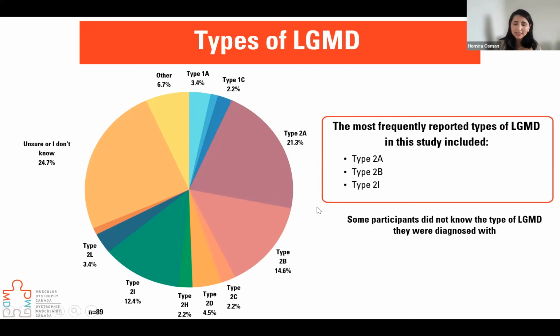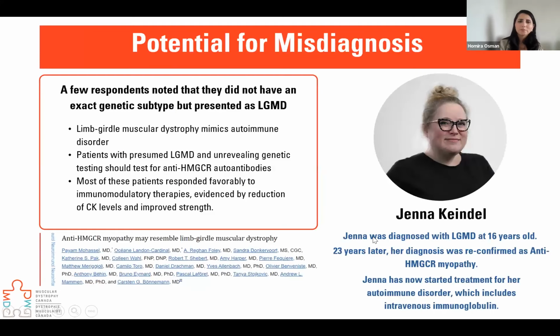As I just said, the majority of our participants did receive a genetic test, and this was the types of limb-girdle muscular dystrophy that were reported from those participants. Some reported that they did not know the type, but these were the more common ones. And a few respondents noted that they didn't have an exact genetic subtype, but they were told that they clinically presented as limb-girdle. And so, as mentioned earlier, there can be misdiagnoses where you can be told you have Becker or FSHD, and it's actually limb-girdle.